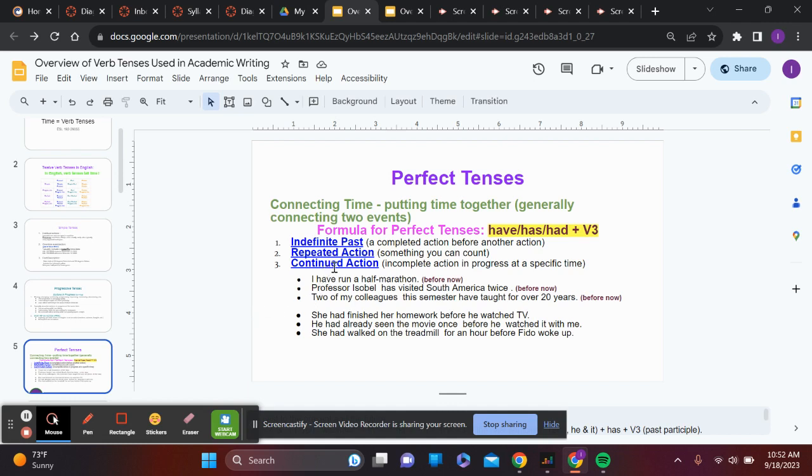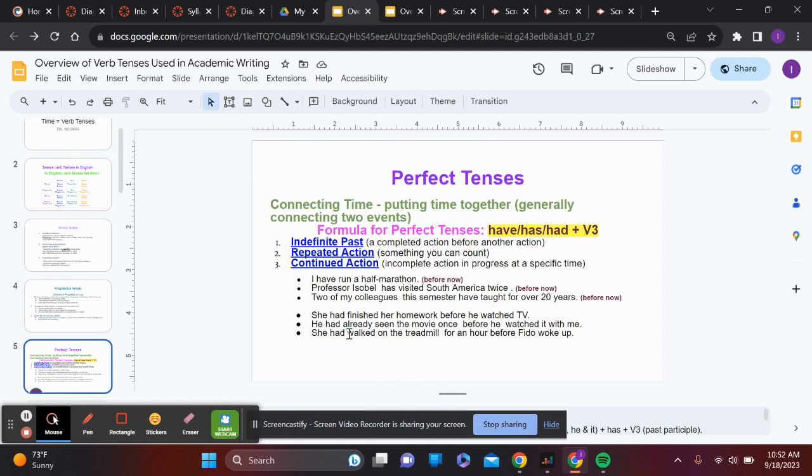Or we use the present perfect for a repeated action, like an action that you can count on your hands. Professor Isabel has visited South America twice before now, and it's possible that I will visit South America in the future. Therefore, if there is a possibility of that action occurring one more time or another time in the future, the past is connected to the future.